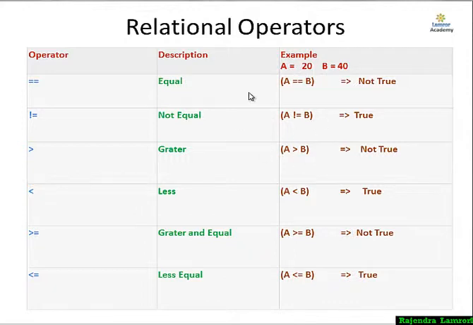Okay, so here I am showing the relation operator has 6 types of operator. First is equal operator, not equal operator, greater operator. This is less operator, greater and equal operator, and less and equal operator. Okay, so if you use the equal operator, here I have taken a equal to 20 and b equal to 40. So equal operator is checking 20 equal to 40. It's not true because they are different values. It will show a not true value, meaning false value.